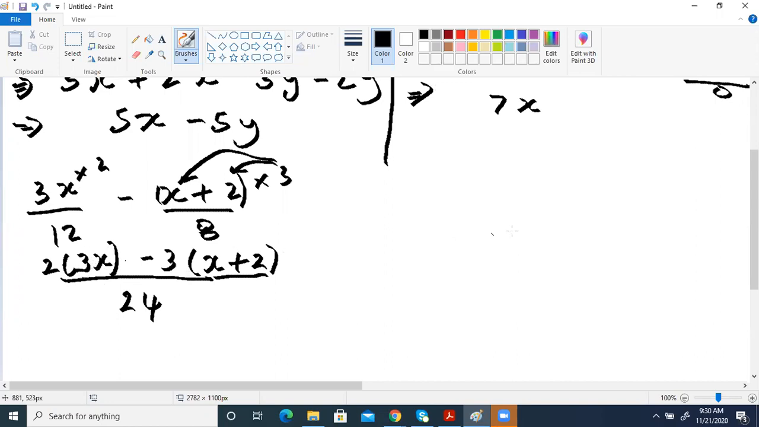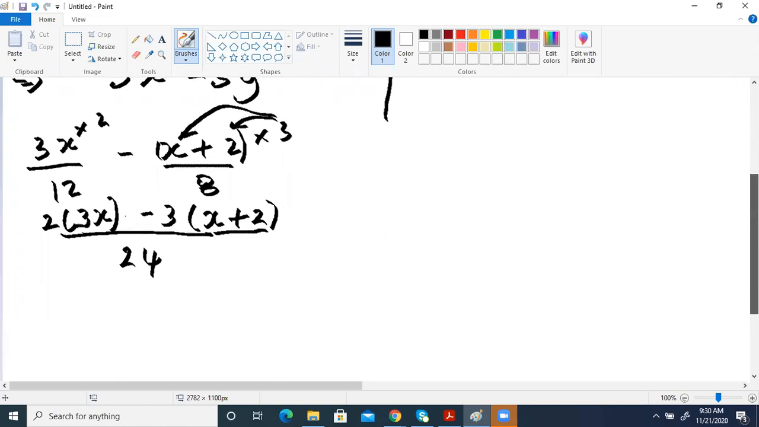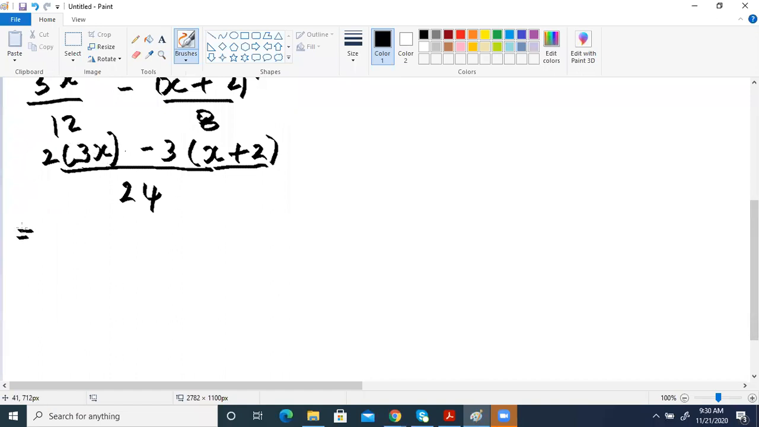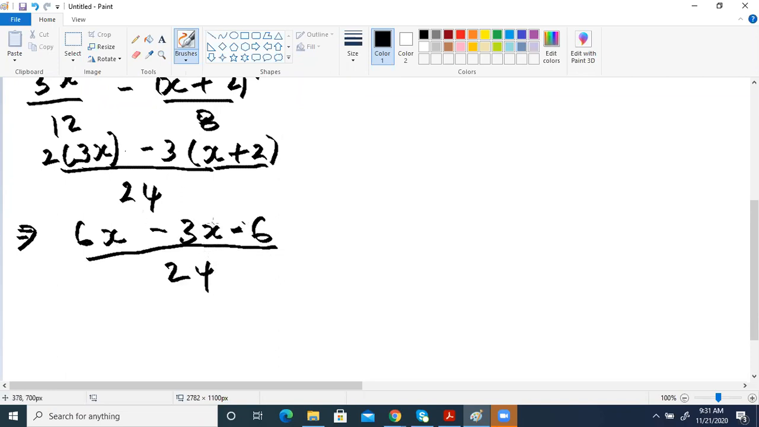So you can do all of that in this line, and then in the next line, I'm gonna drag this down now. You multiply out the bracket. So this one is straightforward: 6x, and then this is minus 3 times x, which is minus 3x, and minus 3 times 2, you get minus 6, right? Over 24. And then in the next line, we can simplify. This becomes 3x minus 6 over 24.